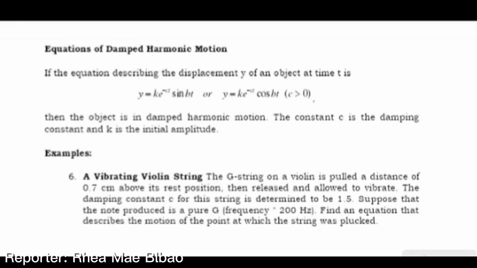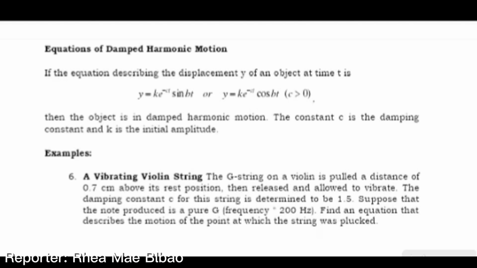So, example number 1. A vibrating violin string. A string on the violin is pulled a distance of 0.7 cm above its rest position, then released and allowed to vibrate. The damping constant c for this string is determined to be 1.5. Suppose that the note produced has a frequency equal to 200 Hz. Find an equation that describes the motion of the point at which the string was pulled.